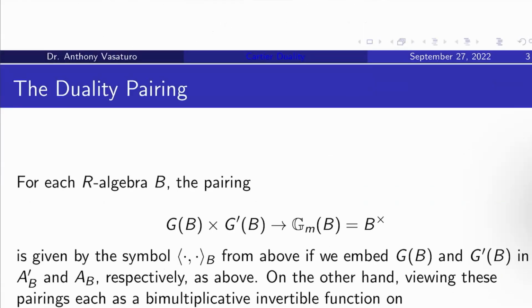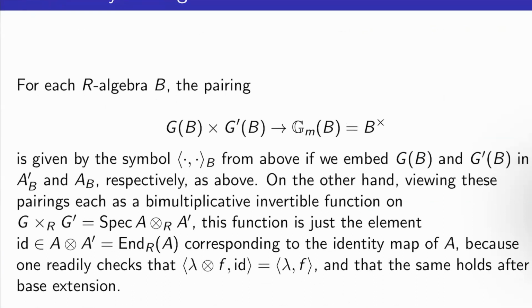Okay, so the last thing I want to talk about briefly is the bracket pairing that has come up in the past 2 videos or so. For each R-algebra B, the duality pairing, G of B cross G prime of B to G_M of B, which is just B cross, as you recall, is given by the bracket symbol from the previous video, if we embed G of B and G prime of B in A prime sub B and A sub B, respectively, as we did in the last video. Okay, and so the duality pairing is just given by the bracket, all right?